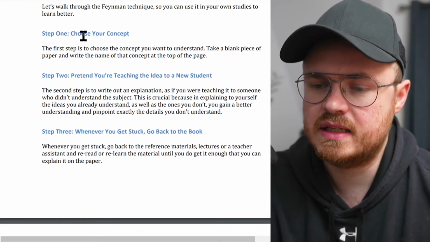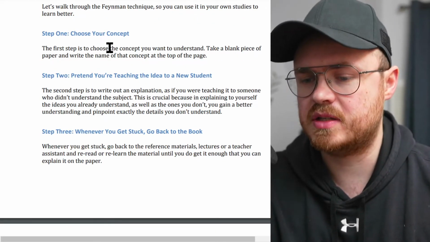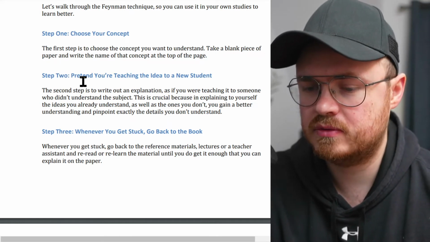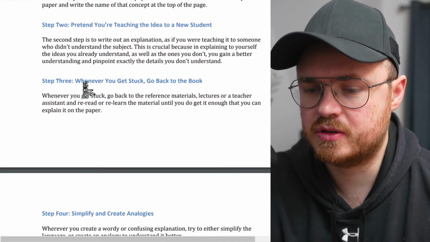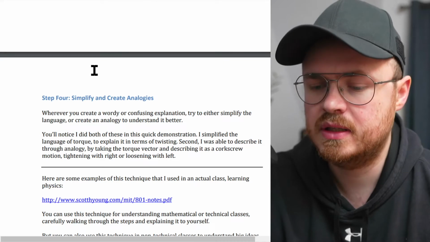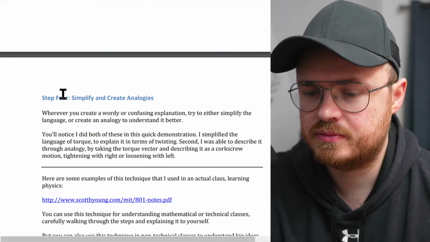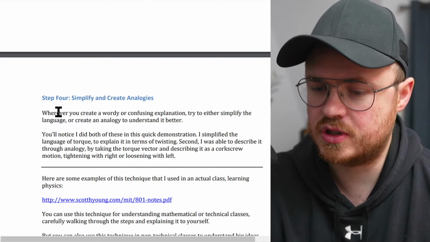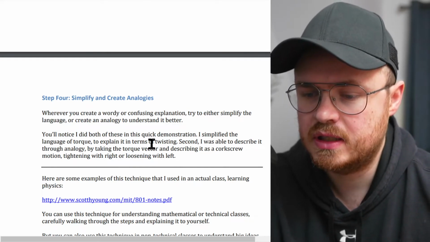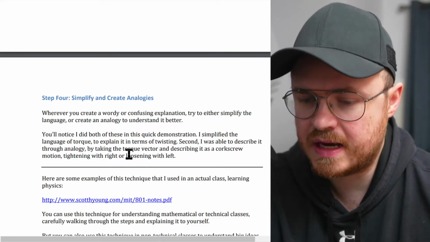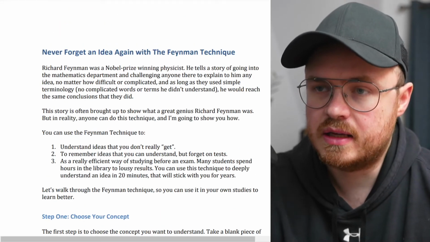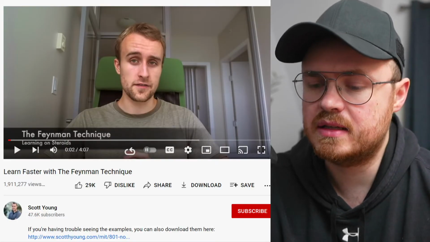So basically the technique is you take a blank piece of paper, choose the concept, and then explain it to a new student in writing on that piece of paper. When you get stuck, you go back to whatever your learning resource is and try to figure it out and understand it. And then you use analogies to make it easier to understand. You simplify language, and describe it with an analogy. And there's an example here at this link. So that's what the Feynman technique is.